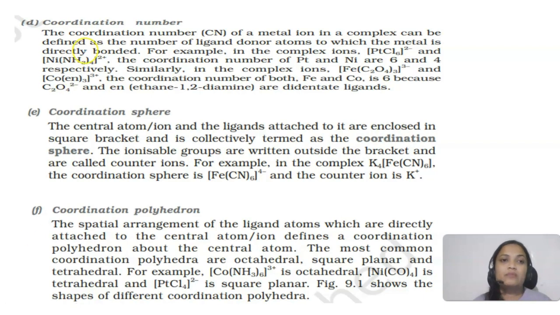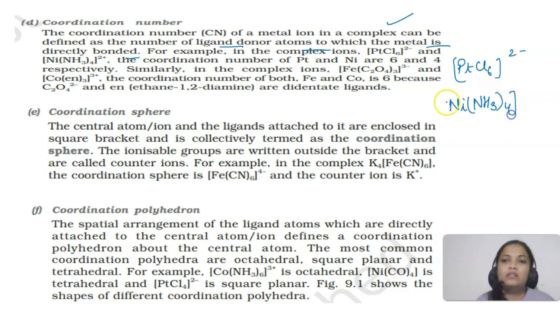Now the next term is coordination number. The coordination number of a metal ion can be defined as the number of ligand donor atoms to which the metal is directly bonded. Like if I am talking about PtCl6 2-, and here we have Ni(NH3)4 2+, the coordination number of platinum will be 6 and the coordination number of nickel will be 4. It means how many ligands it is bonded to, that will be the coordination number, okay.